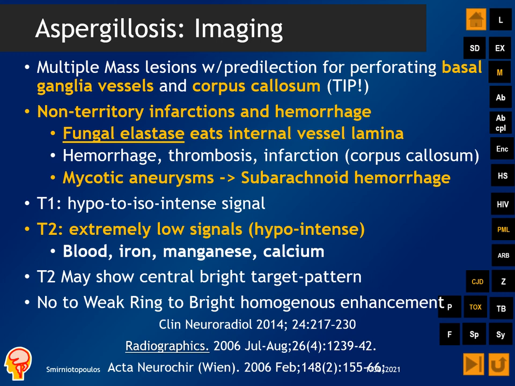The basal ganglia vessels are invaded by the fungi, also the corpus callosum. We get non-territory infarctions and hemorrhage. Remember, the fungal elastase eats the vessel wall, and we can get mycotic aneurysms that can produce a subarachnoid hemorrhage. Many fungi produce low signal on MR. People have suggested that this is due to the presence of hemorrhage or paramagnetic iron, manganese, or calcium. There is a minimal to weak enhancement, but not the bright homogeneous enhancement that we typically expect.